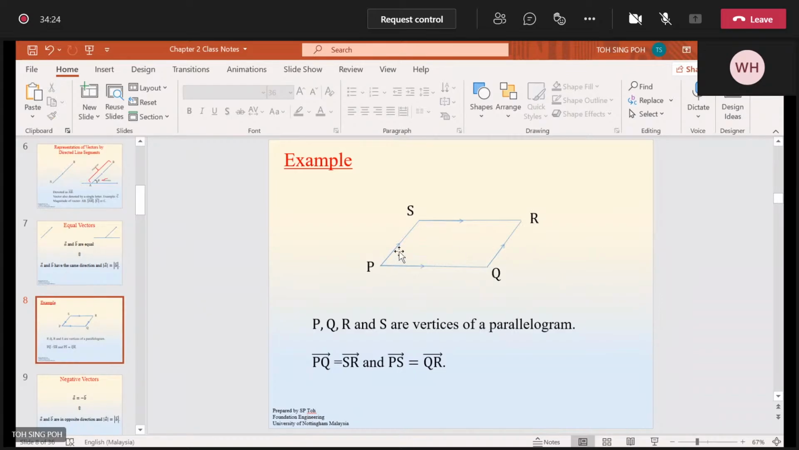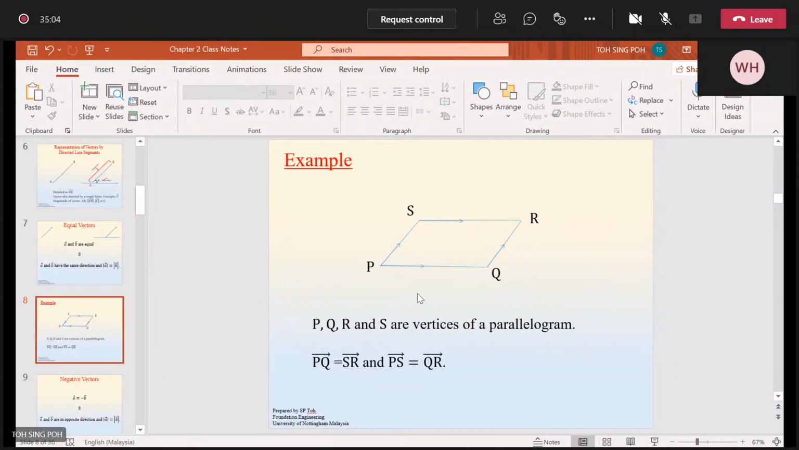Actually, we have the arrow here. So that means we actually have 4 vectors shown in this diagram: PQ, QR, SR, and PS. Okay, so PQ and SR are considered the same vector, equal vectors. Why? Because if this is a parallelogram, that means PQ and SR must point in the same direction and they are equal in length. Therefore, they must be considered as the equal vector, the same vector.